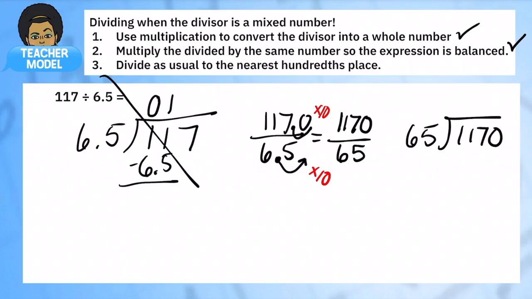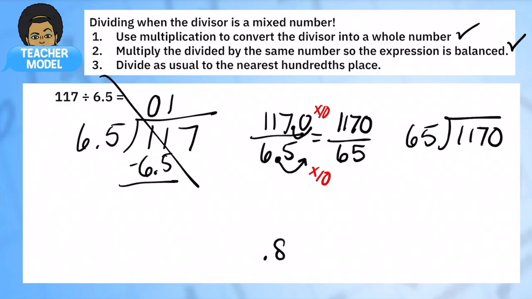So those are the first 2 steps I want you to think about. When you get a decimal in your divisor, you're going to move the decimal to the right until you have a whole number, but you are also going to move the decimal in your quotient the same number of times. And that is how we remain balanced.